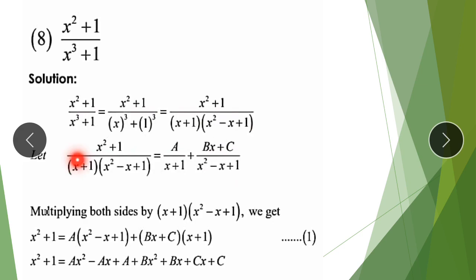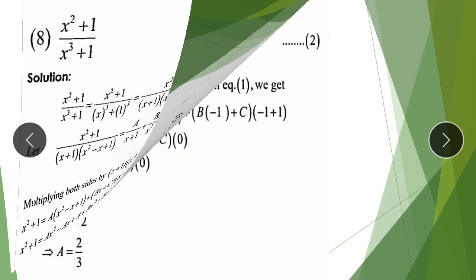So the LCM will be the same. We will multiply it with the LCM, and we will get this as it is. With a we will get this factor, whereas with bx plus c we will get x plus 1. Then we have to expand this, and we have to multiply a with this whole bracket, and bx plus c should be multiplied with x plus 1. So bx square, bx with 1 is bx, cx, and c with 1 is c.